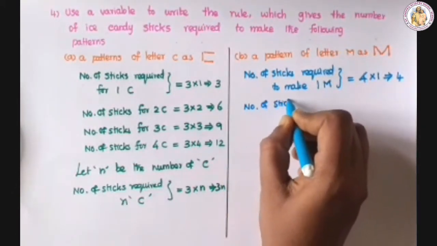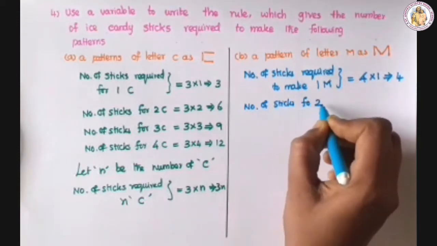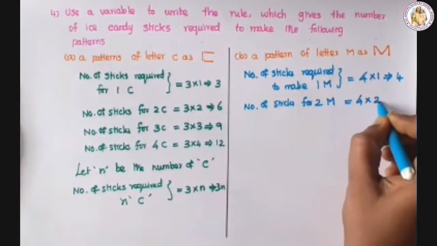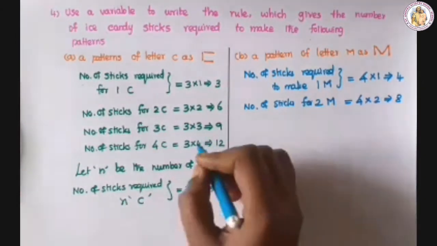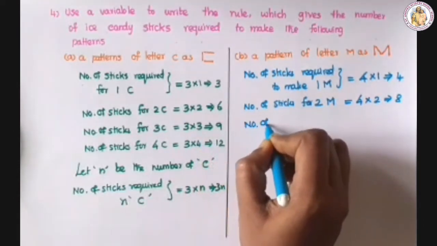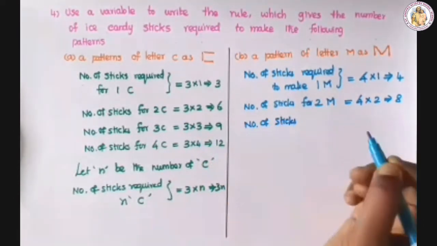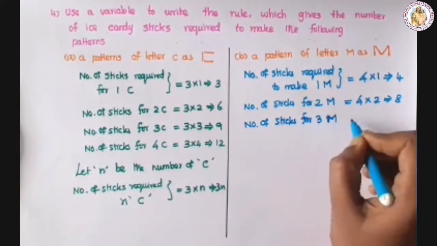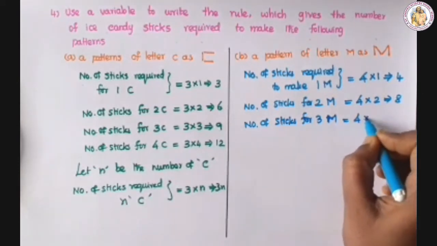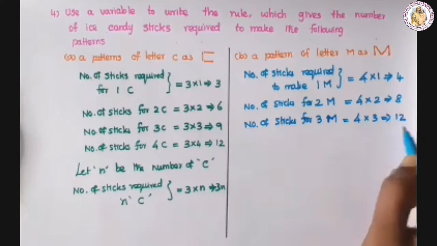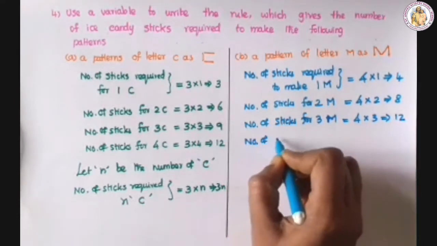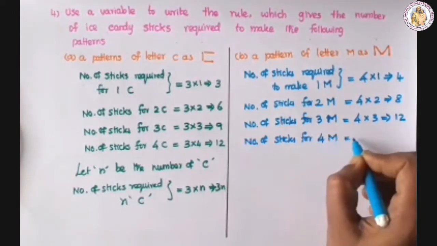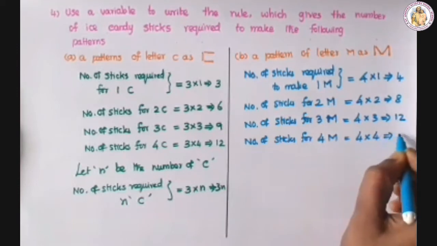That means number of sticks for 2M. 2M means 4 into 2, that is equal to 8. Next, number of sticks for 3M means 4 into 3, that is equal to 12. Number of sticks for 4M means 4 into 4, that is equal to 16.